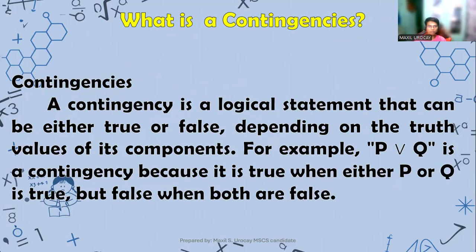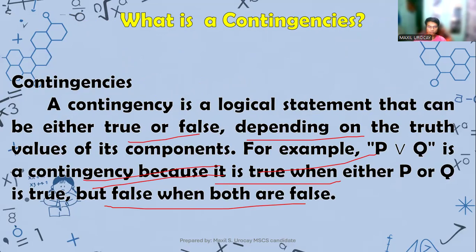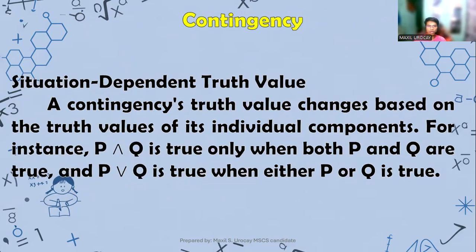Now, we also have what is a contingency. A contingency is a formula that can be either true or false depending on the truth values of its components. For example, P or Q is a contingency because it is true when either P or Q is true but false when both are false. So that is just a disjunction. Its truth value is situation dependent. A contingency's truth value changes based on the truth values of its individual components. For instance, P and Q is true only when both P and Q are true, and P or Q is true when either P or Q is true.